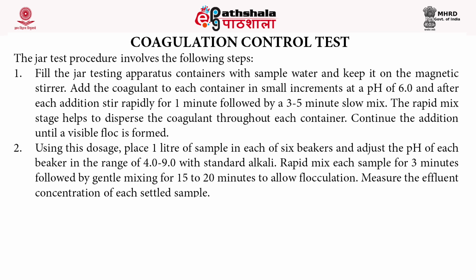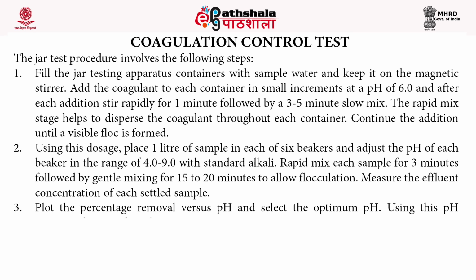in the picture, and the pH is adjusted in each beaker in the range of 4 to 9 with the standard alkali. This is followed by rapid mixing of each sample for 3 minutes, followed by gentle mixing for 15 to 20 minutes to allow the flocculation. After that, the effluent concentration of each settled sample is measured. After measuring the turbidity, the percentage removal in terms of turbidity unit is plotted versus pH, and the optimum pH is selected.